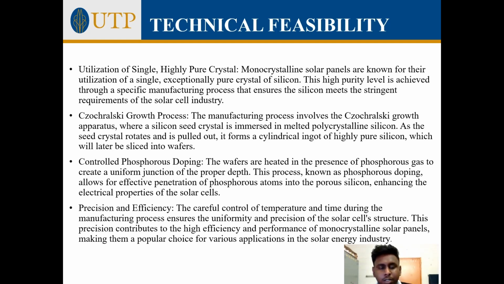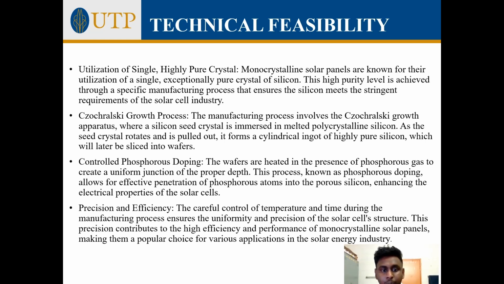Utilizing a single highly pure crystal. Monocrystalline solar panels are known for their utilization of a single, exceptionally pure crystal of silicon. This high purity level is achieved through a specific manufacturing process that ensures the silicon meets the stringent requirements of the solar cell industry.